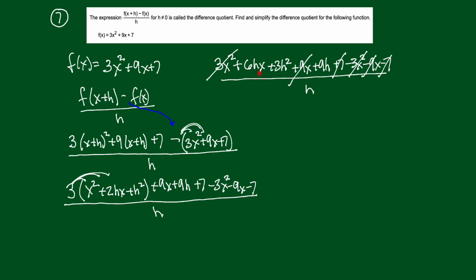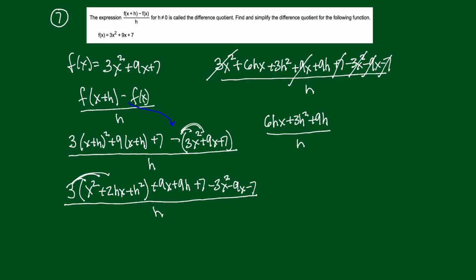I've got this one, and this one. Let's write them. Here's what's left. I've got 6hx plus 3h squared plus 9h. All right, did I get them? 6hx right there, 3h squared right there, and 9h. I got it. And then the whole thing is divided by h.